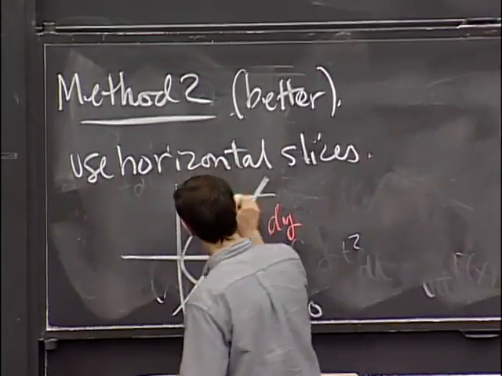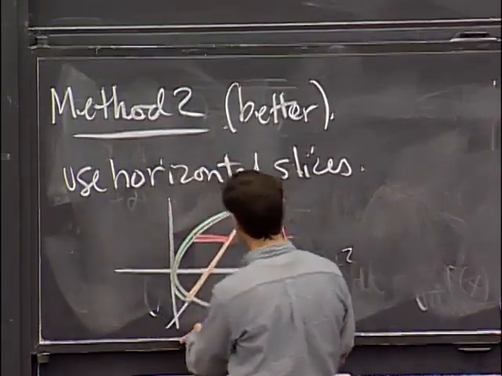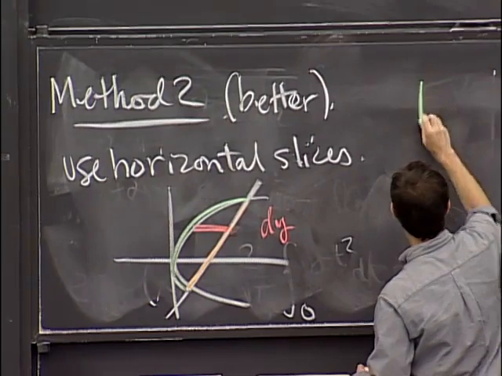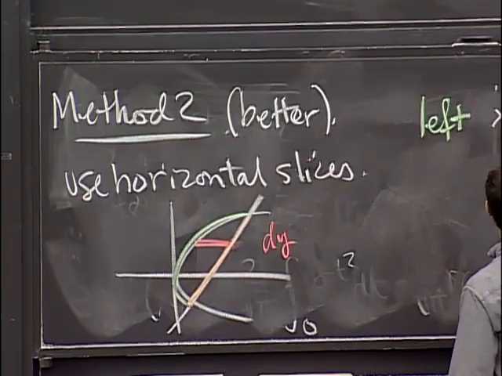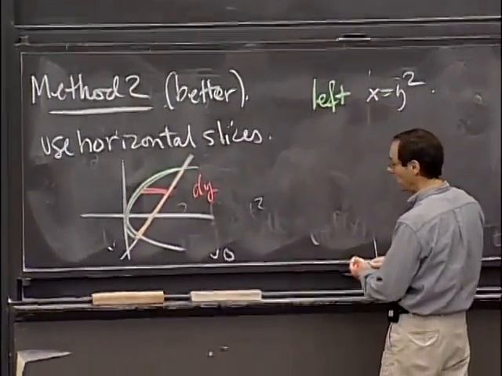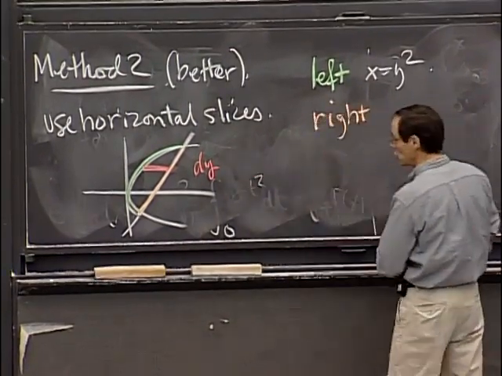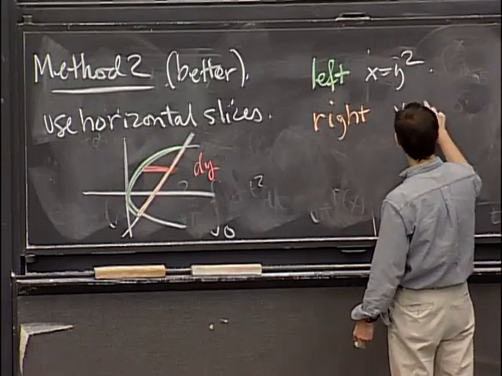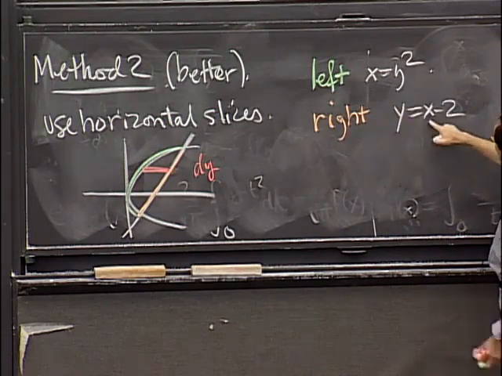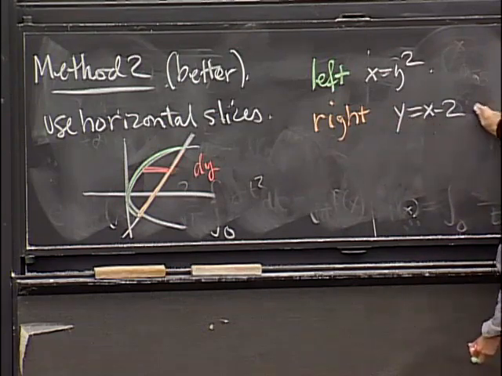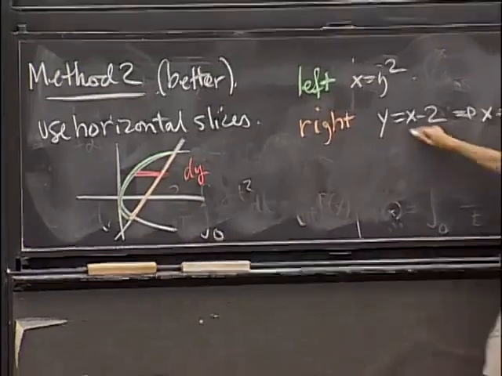So here's a left, and whoops, I don't know, orange is right, I guess. So here we go. So we have the left, which is this green, is x equals y squared, and the right, which is orange, is y equals x minus 2. And now, in order to use this, we want to reverse roles, so we want to write x as a function of y. So we'll use it in this form.